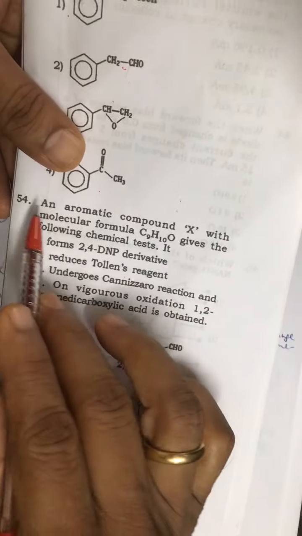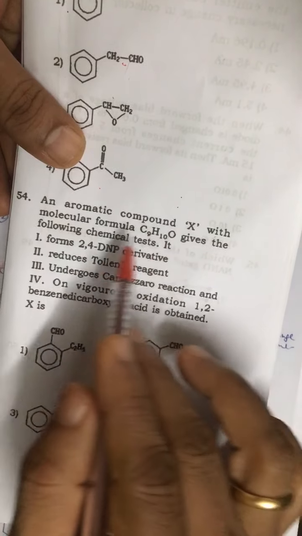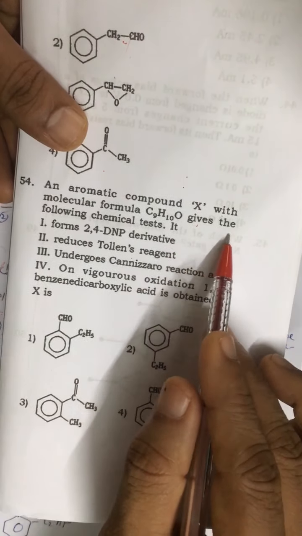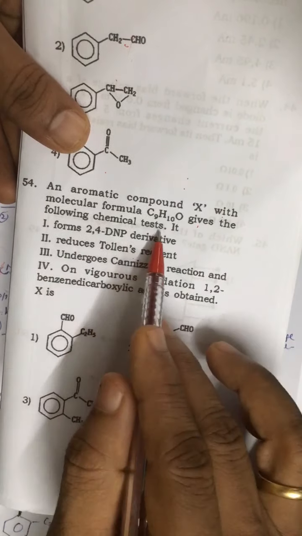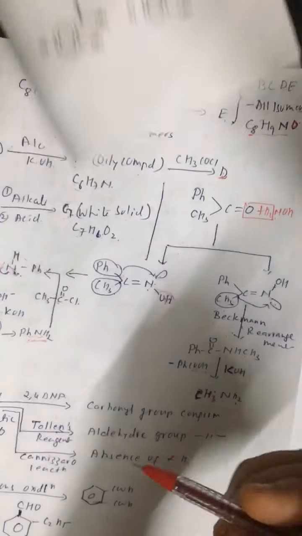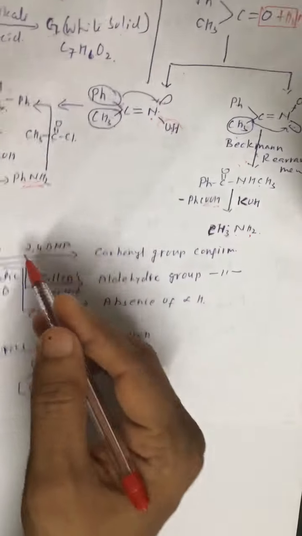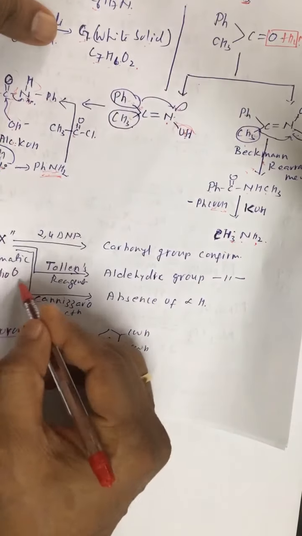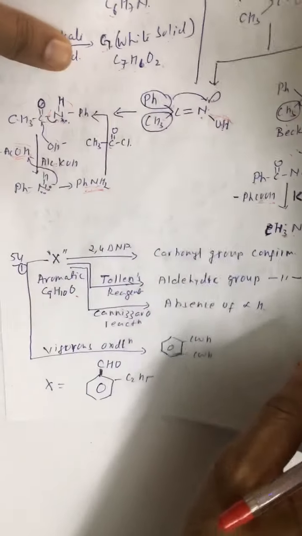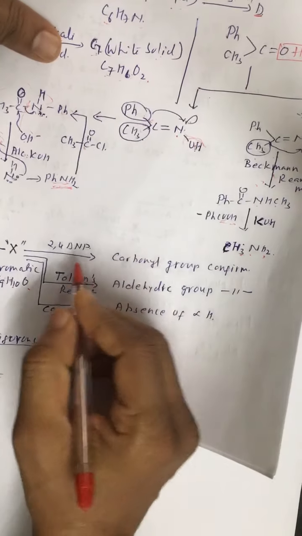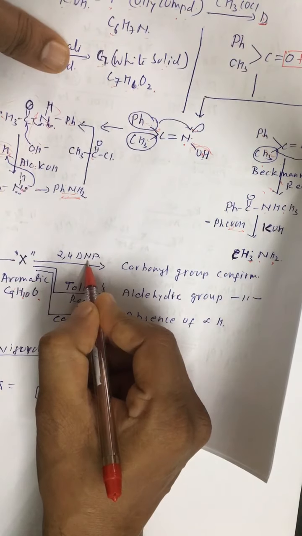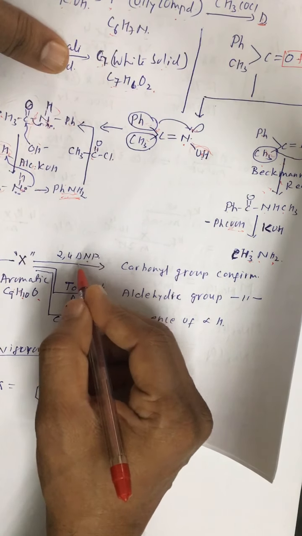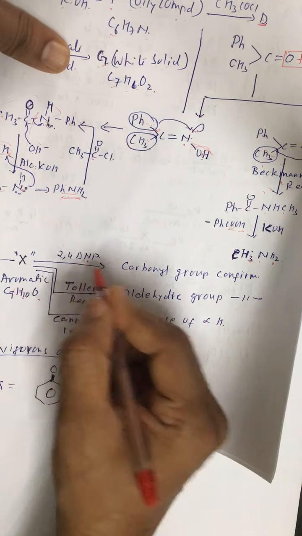Question number 54. An aromatic compound X with molecular formula C9H10O gives the following chemical tests. First, X, C9H10O, with 2,4-DNP, that is called Brady's reagent, the 2,4-DNP test.